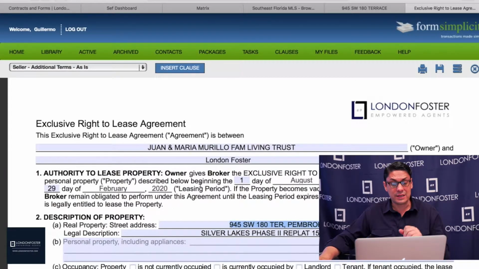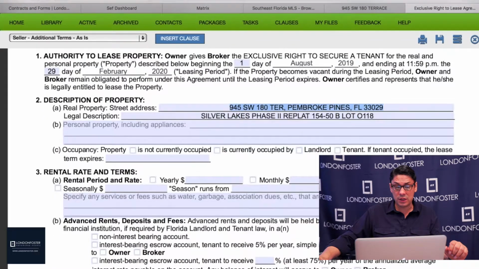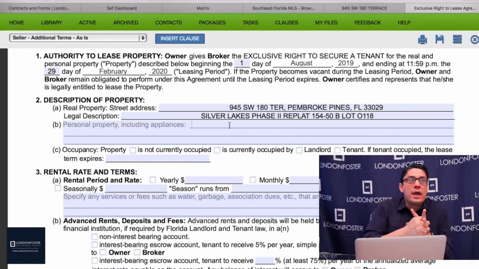Okay, we hit tab, and as you can see, it fills it out completely. It's going to tell us what the property description is, what the address is, and what the legal description is. It's going to tell us what is included in the personal property. This includes appliances.